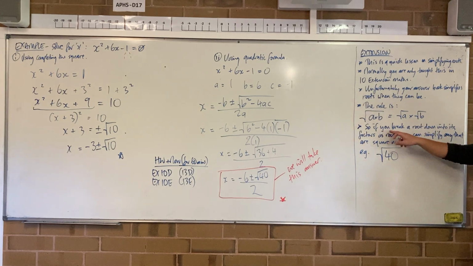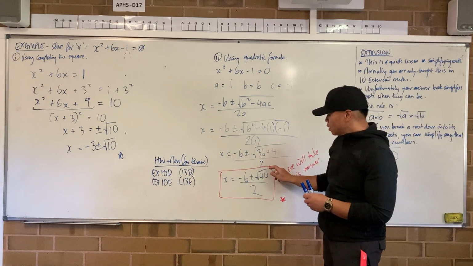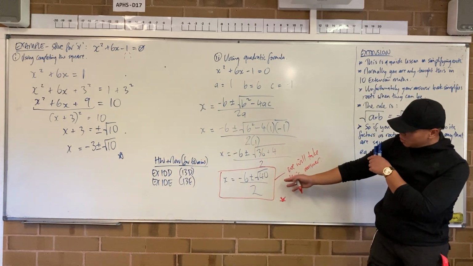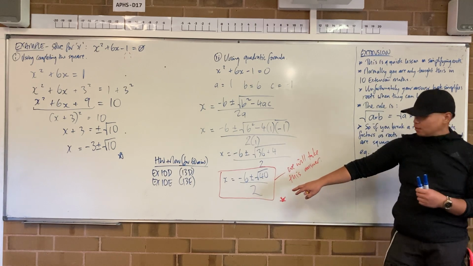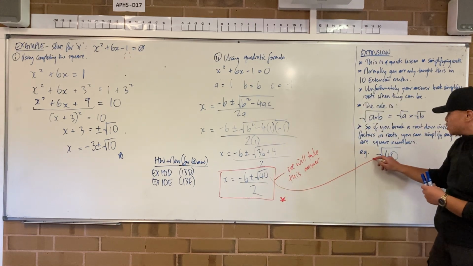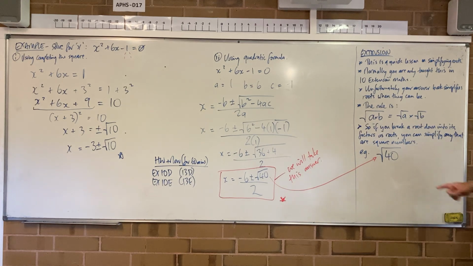Why is that applicable? If you break a root down into its factors as roots, you can simplify any that are square numbers. So how does that apply here? The book, if you answer this question in your book, that's not what your answer is going to look like. Okay? But the reason why is because the book simplifies this. What factors are there of 40? What numbers can I times together to get 40? 2 and 20. Yeah, so that could be 2 times by 20. What else? 4 and 10. Anything else? 5 and 8. Anything else? 1 and 40. Yep.